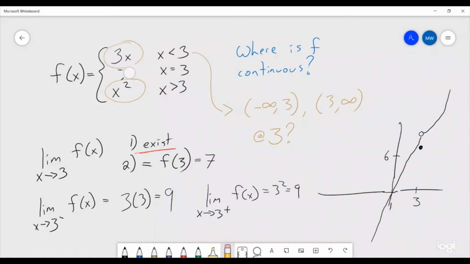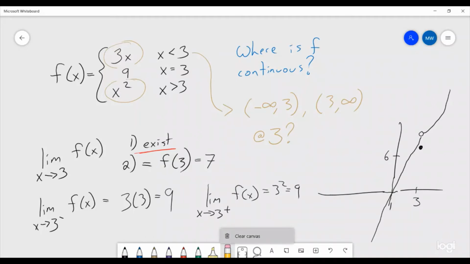However, if we were to change this function a little bit more and make that a 9, now that function is going to be continuous everywhere. But that's how we would be able to check this sort of thing. Let's do one more problem.